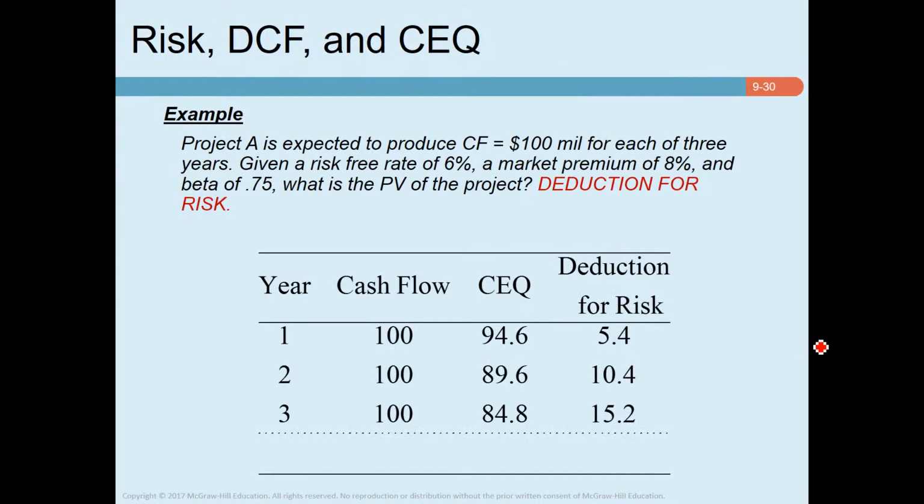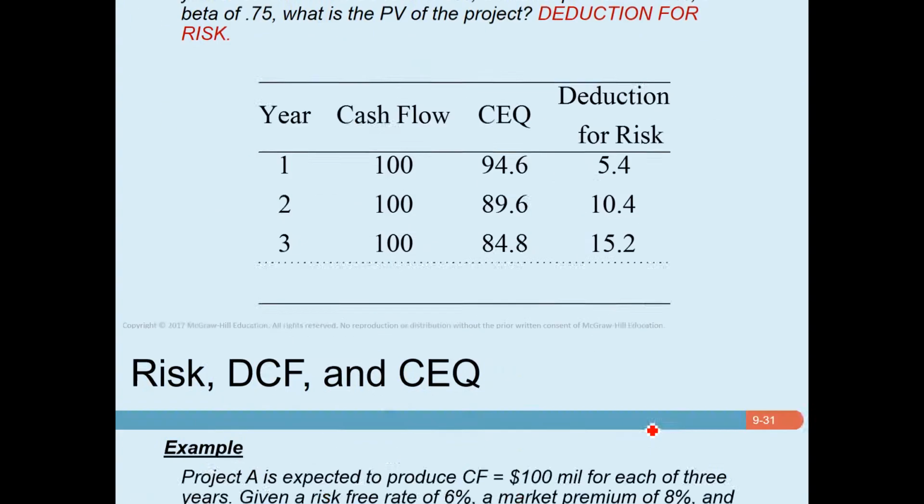Now look at how much we reduce for risk. $100 is reduced to 94.6, so the risk reduction is 5.4; $100 is converted into 89.6, so the reduction for risk is 10.4; and $100 is converted to 84.8, so the reduction for risk is 15.2. You can see that as the cash flows come in the more distant future, the deduction for risk is higher. It's pretty logical, because the more distant the cash flows, the more uncertain we are, and the more risk involved. That's why the deduction for risk should be higher.